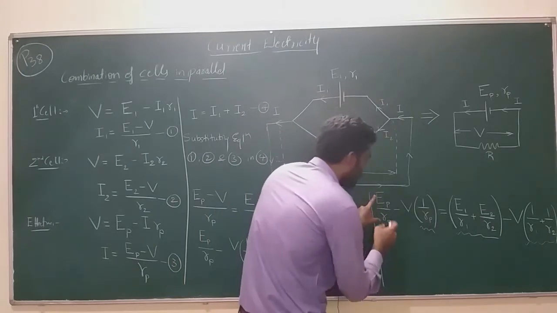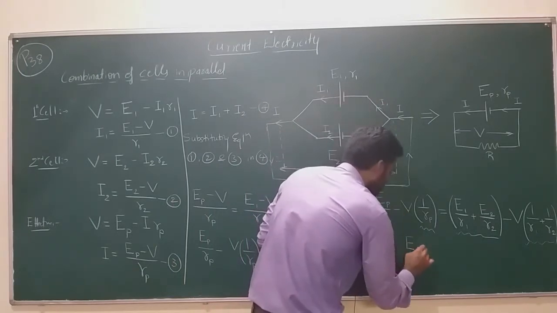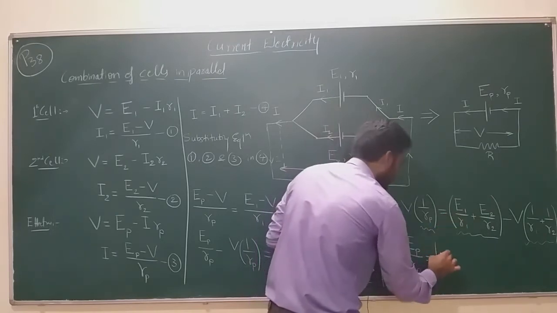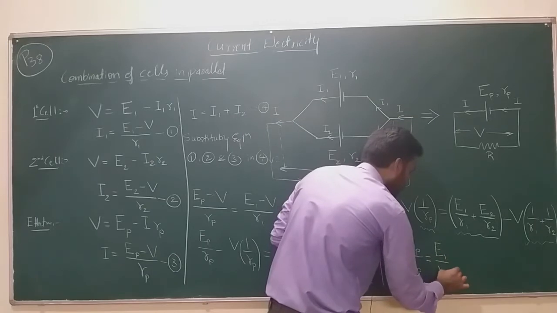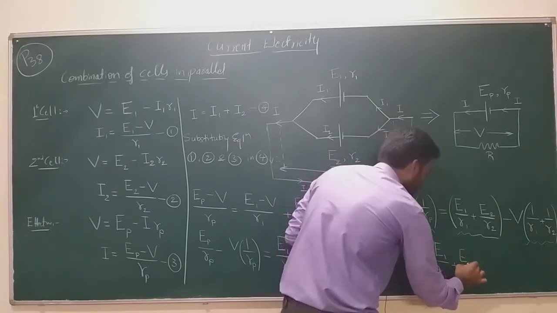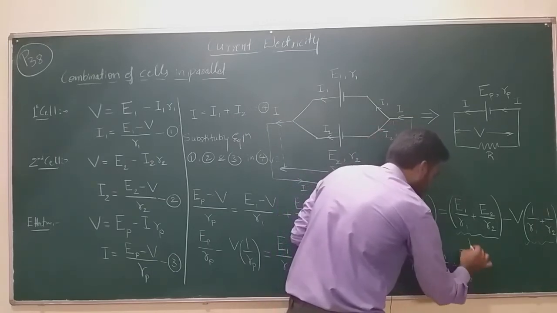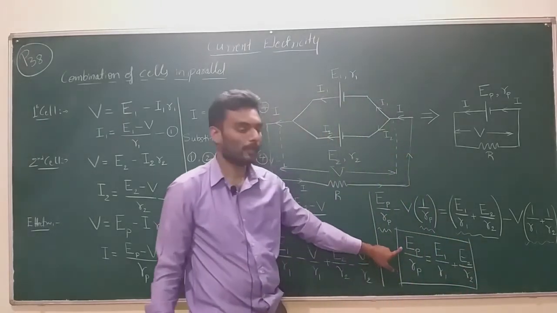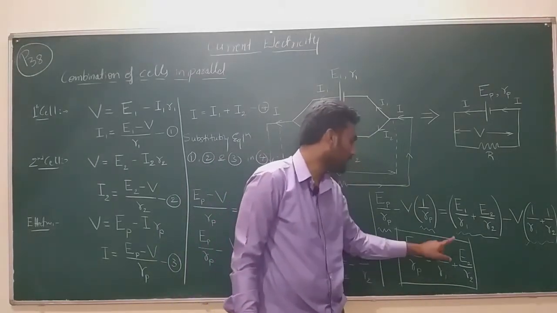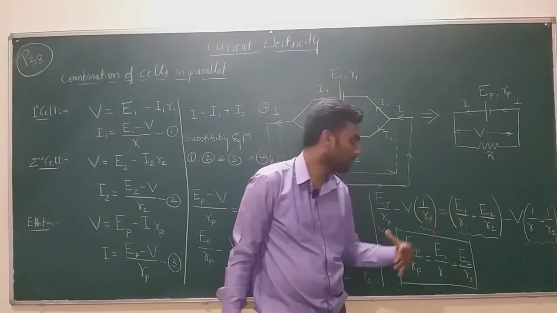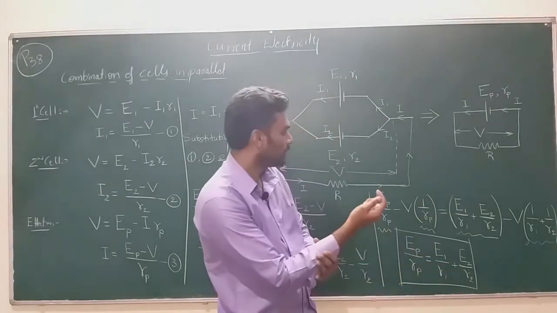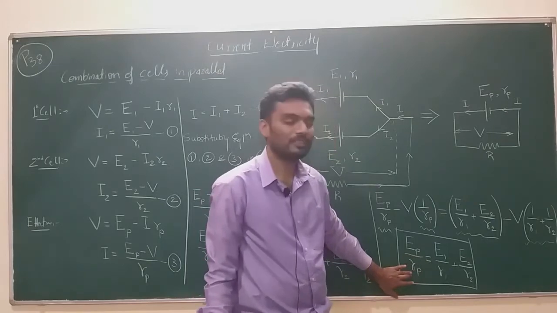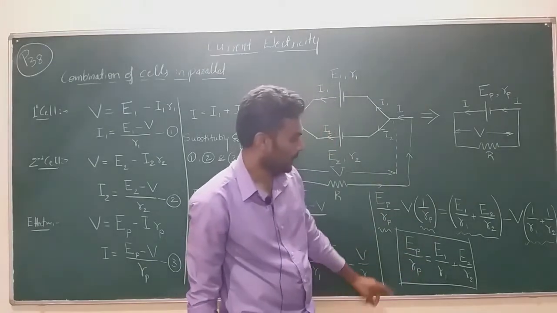So, I can say this EP by RP is equal to, look at this, E1 by R1 plus E2 by R2. So, this is an expression for EP. You can send this RP there, and R1, R2 can be displaced. You can play with that, but this is one final expression. You can keep this as the final expression of the derivation.